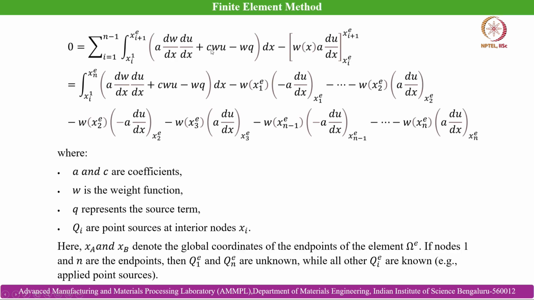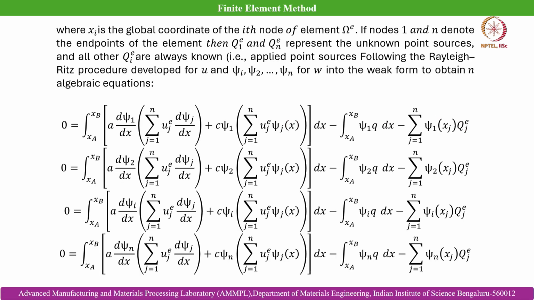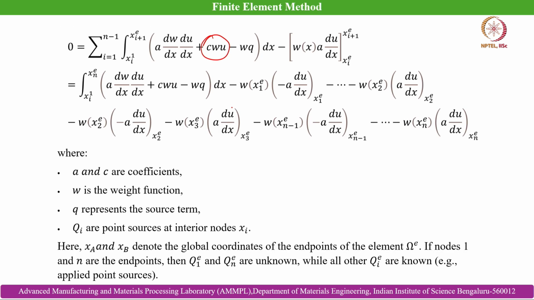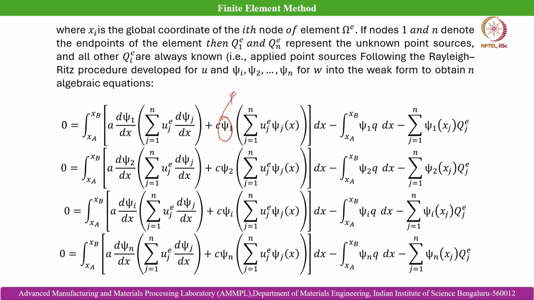So, you can see over here. From here we can write: instead of w we are putting the shape function, that is psi 1, because i is equal to 1. And as we know, u is the summation of j equal to 1 to n of u_j^e psi_j^e(x). That is why we are writing here.